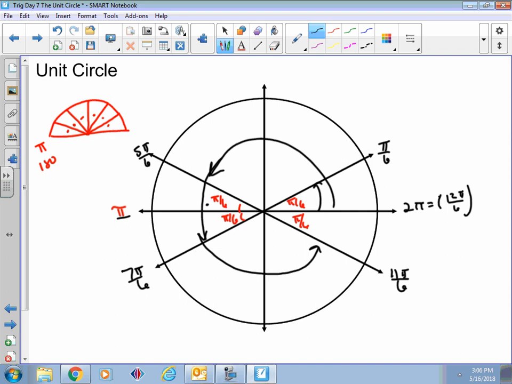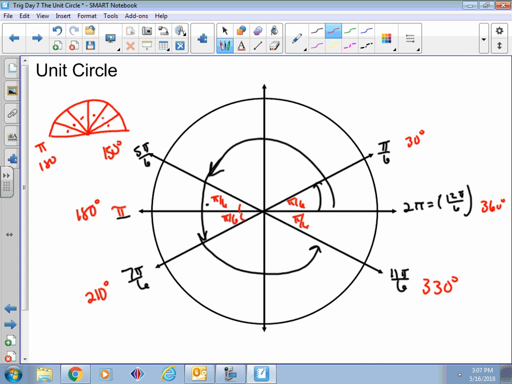In degrees, what would they be? Okay, well, this would have to be 30 degrees. This would be 180 degrees. What if I am 30 degrees short of 180 degrees? Well, then you're at 150 degrees. What if I'm 30 degrees more than 180 degrees? You're at 210 degrees. What if I'm at 360 degrees and I'm 30 degrees short of that? Well, now you're at 330 degrees.